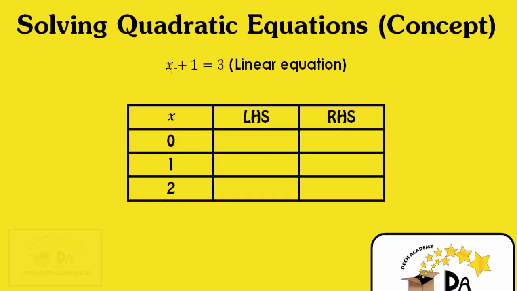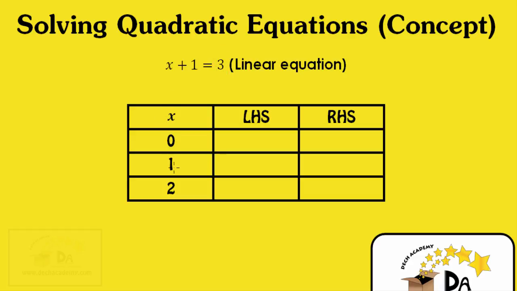Now this equation involves an unknown variable. And in order to solve this equation, a valid value for the unknown variable needs to be determined. A valid value for this unknown variable, in this case x, is a value such that the numerical value of the left-hand side will be equal to the numerical value on the right-hand side.